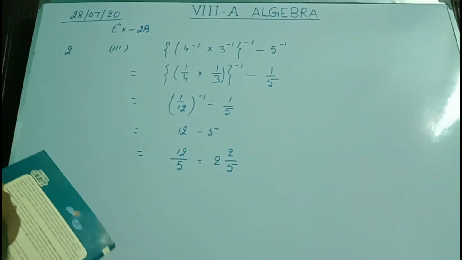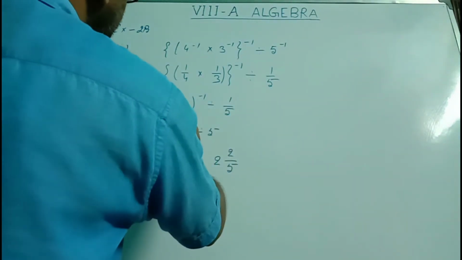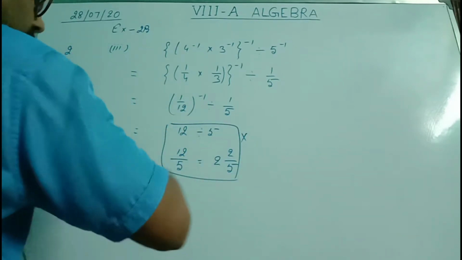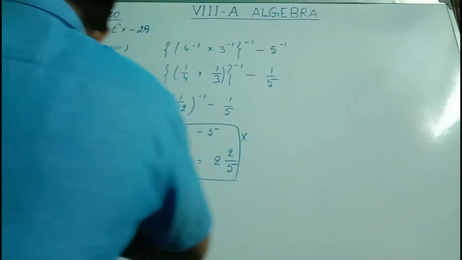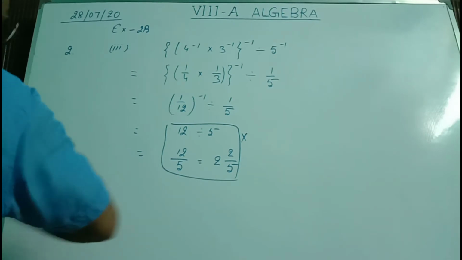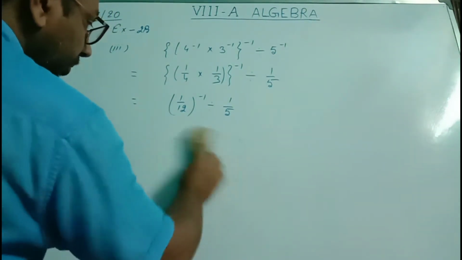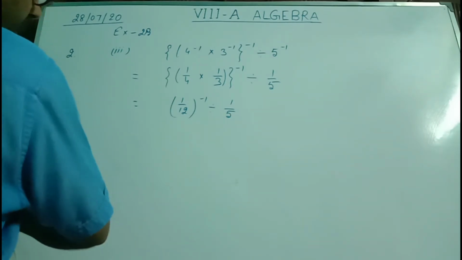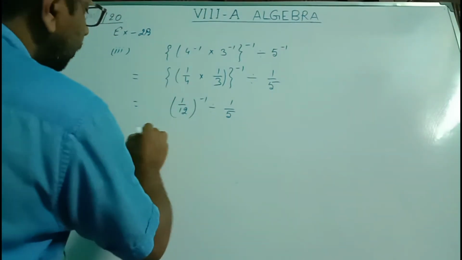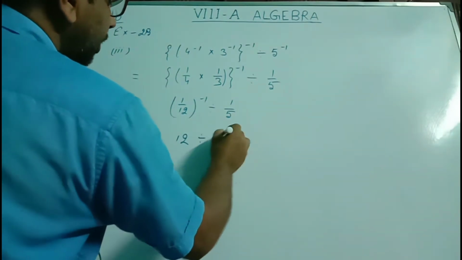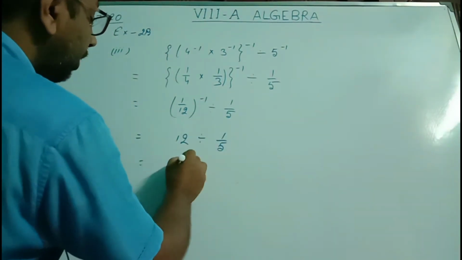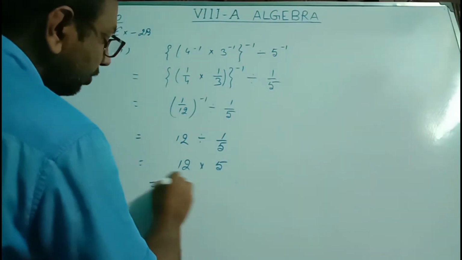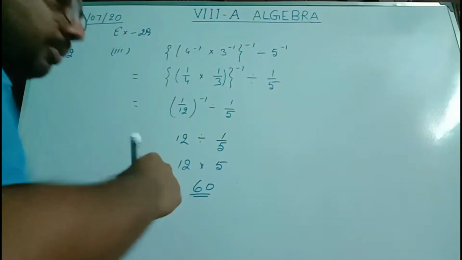Sorry, at this place there is a little mistake. This portion became wrong. So for that I solve this part again. Let me erase it. If we write the positive index, then we will write 12 divided by 1 by 5. And when you change this into the form of multiplication, then we will write the reciprocal of this fraction. So it became 60. The answer became 60.